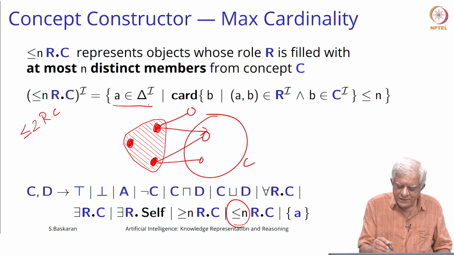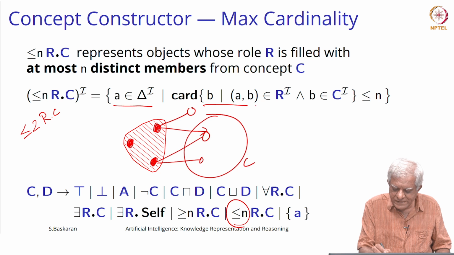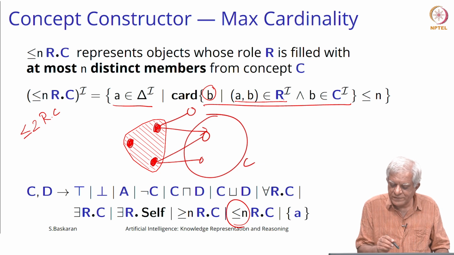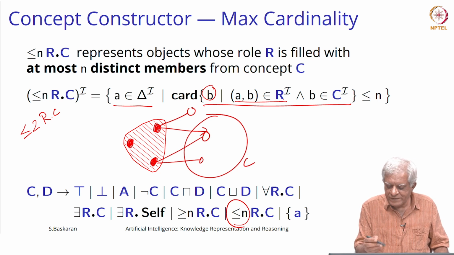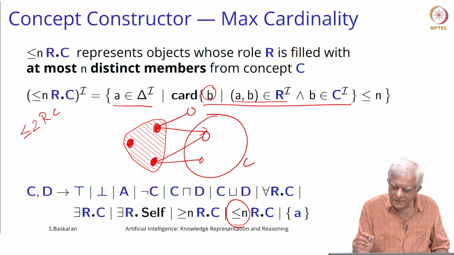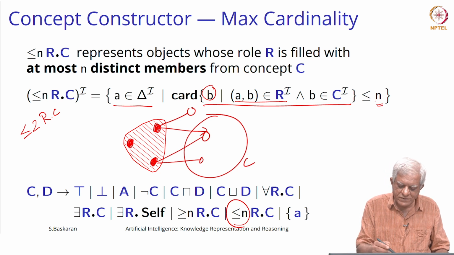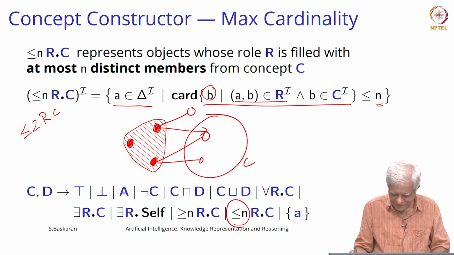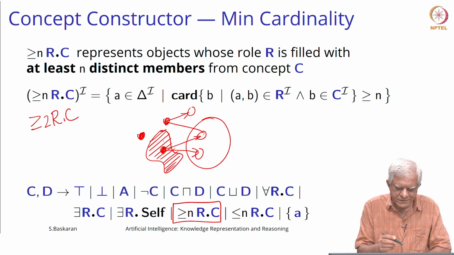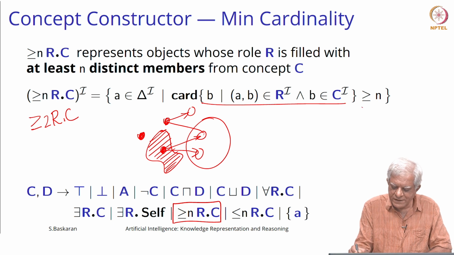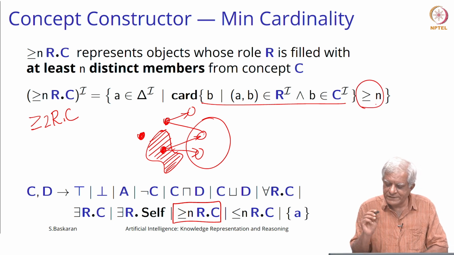Logically speaking it is a collection of all those elements from the domain such that the cardinality of this set, what is this set? This set is the set of all B's such that A is related to B, that means they come from the role R, and B belongs to C, is at most n. The cardinality of that set is at most n. So, both these elements that we saw fall into that. The definition for min cardinality was similar, the same set, but here the cardinality was at least n.